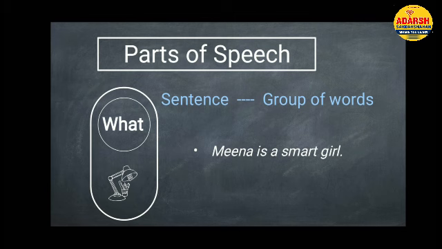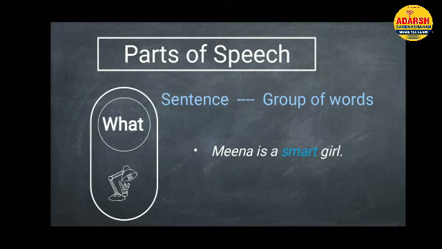Now, based on their uses, they are categorized into different types. Meena and girl are nouns. Is is a verb. A is an article, which is considered a special type of adjective, and smart is an adjective. All these are parts of speech.